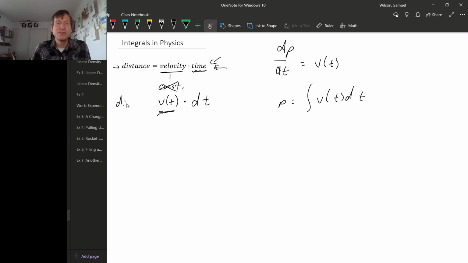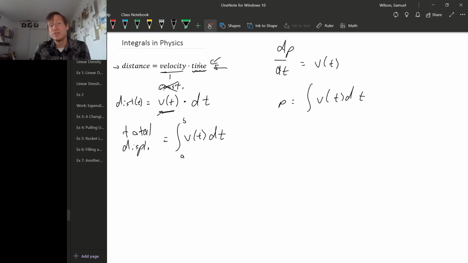The distance traveled at time t is v of t times dt. So this gives us an infinitely small little displacement that the object moves through at a single time. To get the total displacement, we just need to take all of these infinitely small little displacements, v of t times dt, and add them all together. And of course, it's an integral that does that, and you might have bounds.